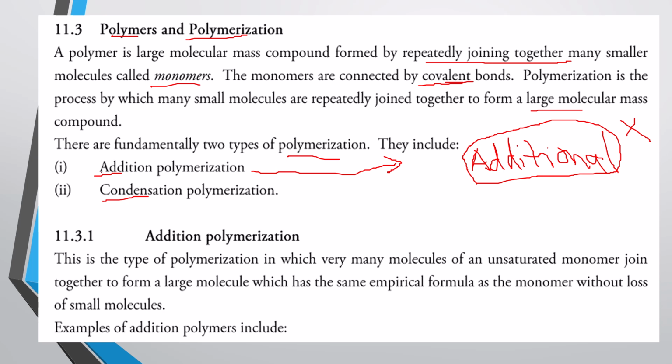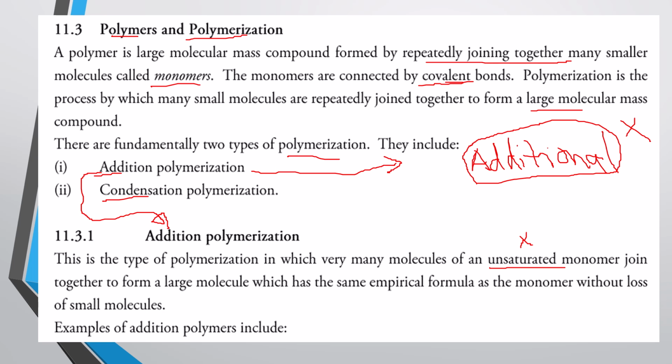So you're going to break down one by one, and you're going to start with addition polymerization. Addition polymerization by definition is the type of polymerization in which very many molecules of an unsaturated monomer. Note that here in addition polymerization, the monomers that we are going to use must be unsaturated. This is the key and very important note to summarize under this subtopic. So with addition polymerization, we are dealing with unsaturated monomers.